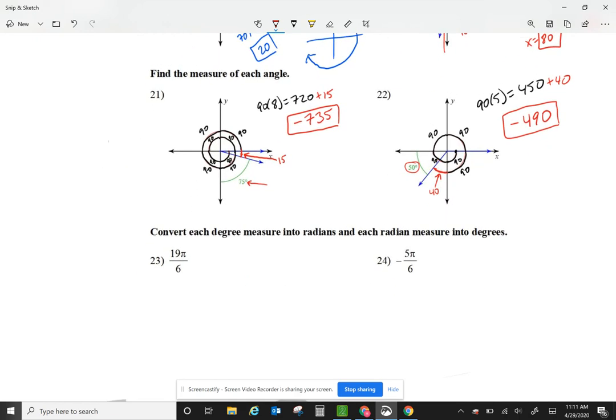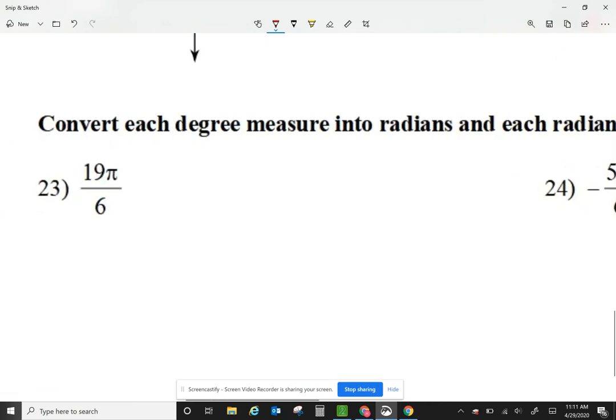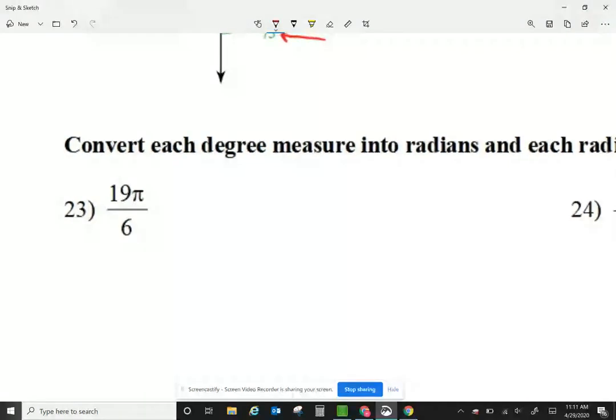All right, the last part from this review, we're going to convert each degree measured into radians and each radian measured into degrees. Okay, so let's take a look. I mentioned when we covered this section, I said that 360 degrees is equal to 2 pi when it comes to radians. So what I'm going to do, I'm going to multiply this. I'm going to use a fraction. I'm going to use 360 and 2 pi.